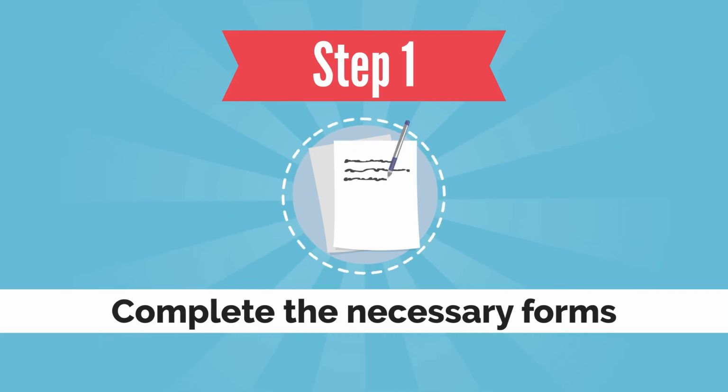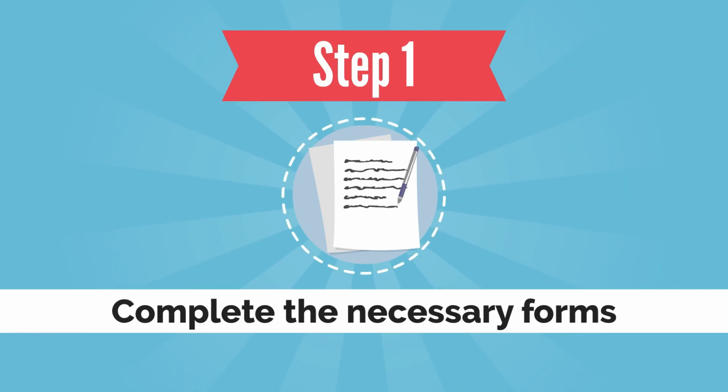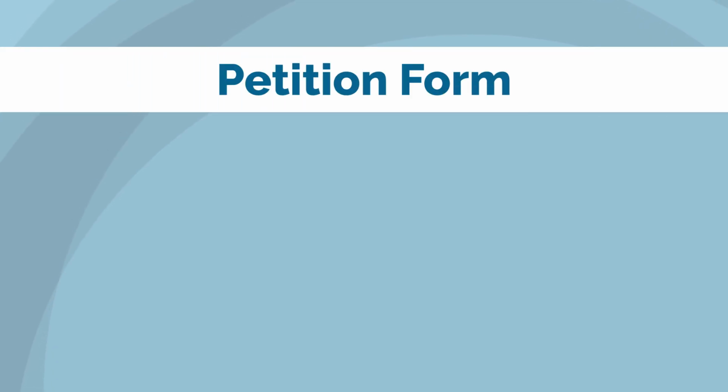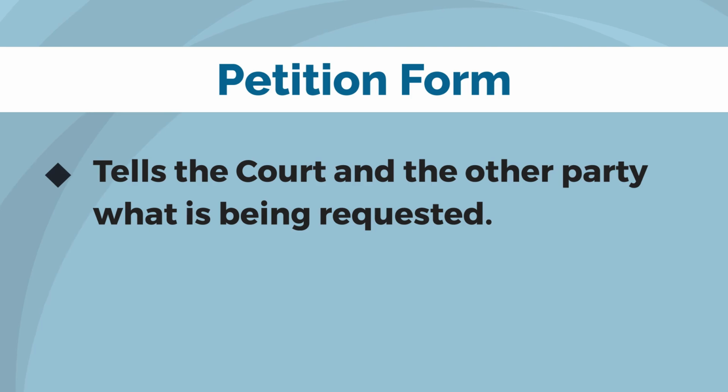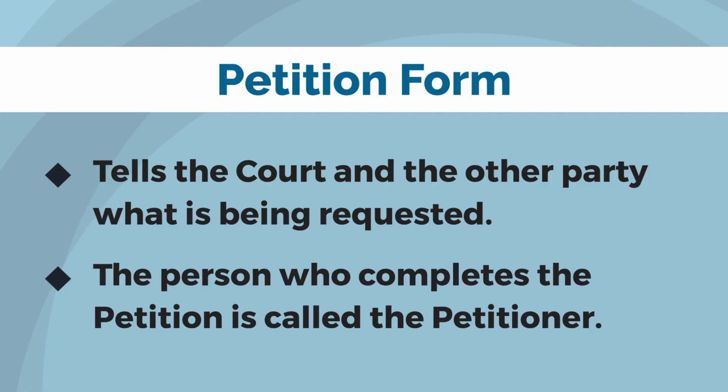Step 1 is to complete several forms to start the case. One of the most important forms in this step is the petition. The form will tell the court and the other party what is being requested, including child custody, visitation, and child support. The person who completes the petition will be referred to as the petitioner for the duration of this case.